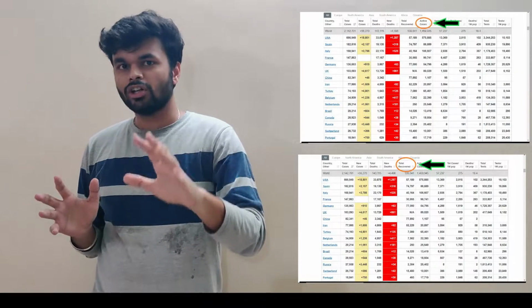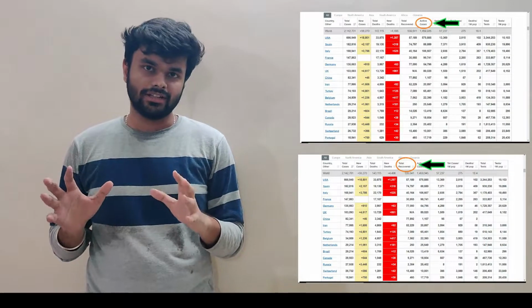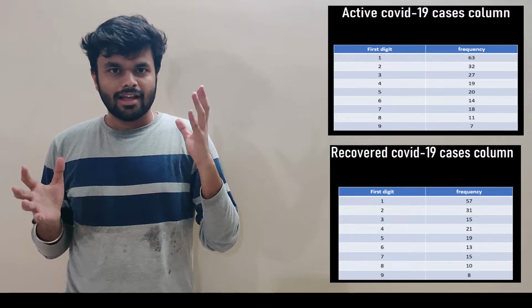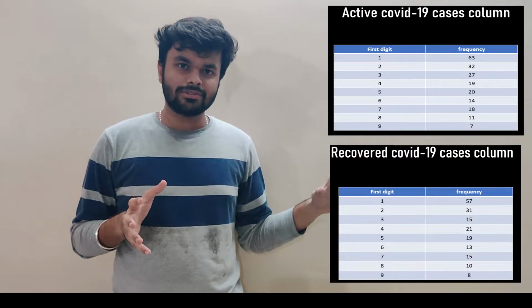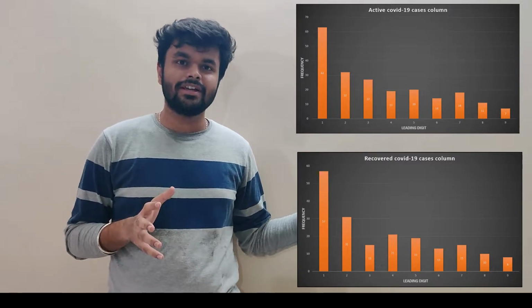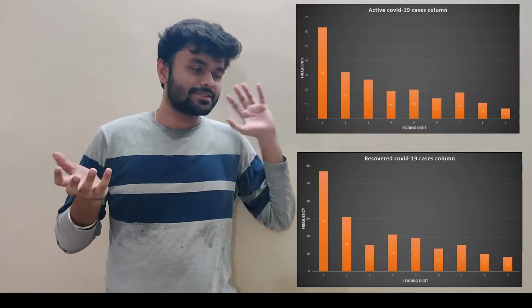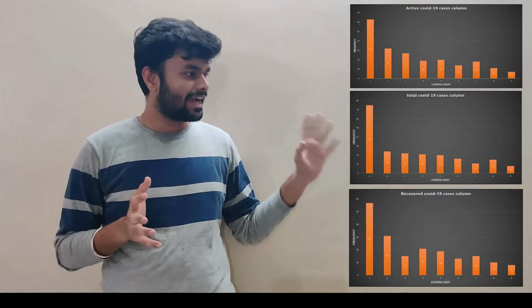Now, we do a similar thing to the recovered cases column and active cases column as well and plot the bar graph of the corresponding data. And the results are astonishing because even in those two columns, we get similar results. 1 is appearing maximum number of times and frequency of 9 again is minimum. We see this beautiful pattern in all these three graphs where the frequency of 1 is maximum and it gradually goes on decreasing and 9 has the minimum frequency.